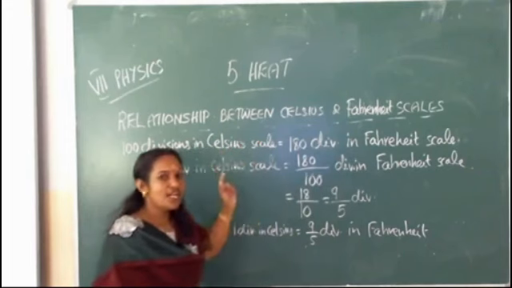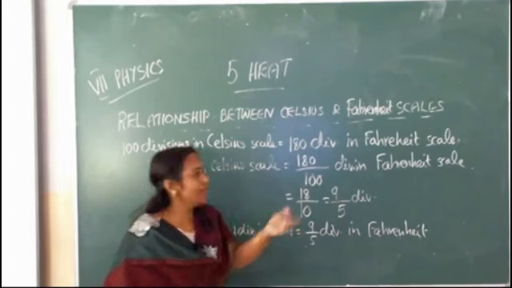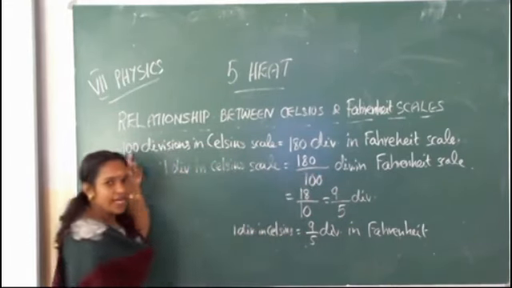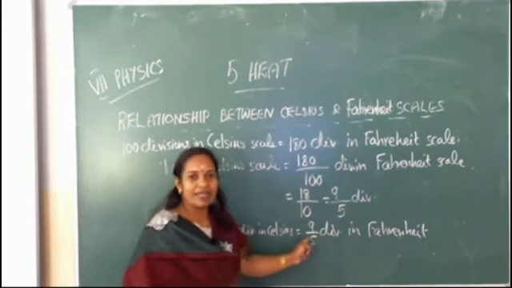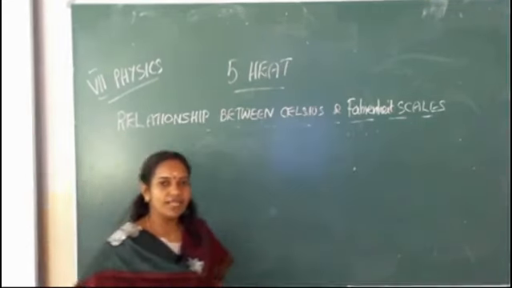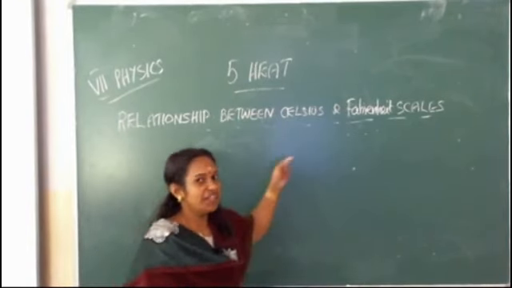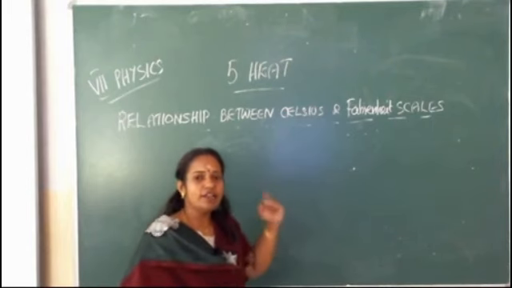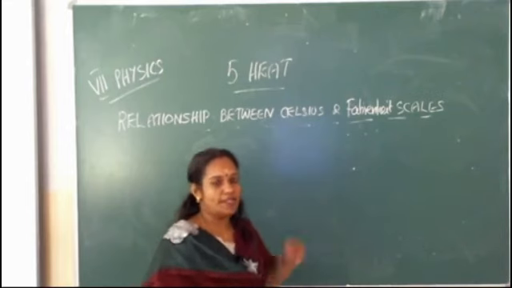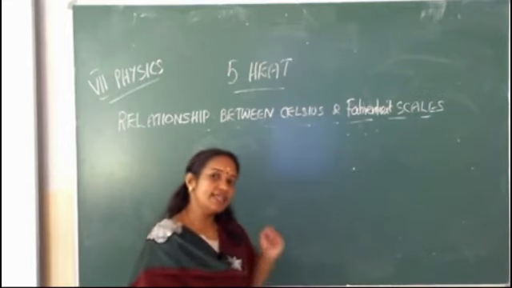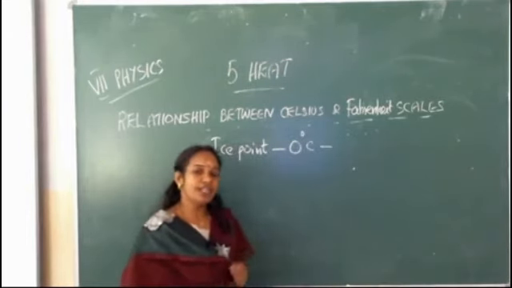So I have to get one division in Celsius scale corresponds to how many divisions in Fahrenheit. So I am taking 100 from LHS to RHS. Then on simplifying we will get 9 by 5 divisions. That means one division in Celsius scale corresponds to 9 by 5 divisions in Fahrenheit scale. Then again we have to consider the steam point and ice point. Ice point in Celsius scale is 0 degree Celsius. But in Fahrenheit scale it is 32 degree Fahrenheit.